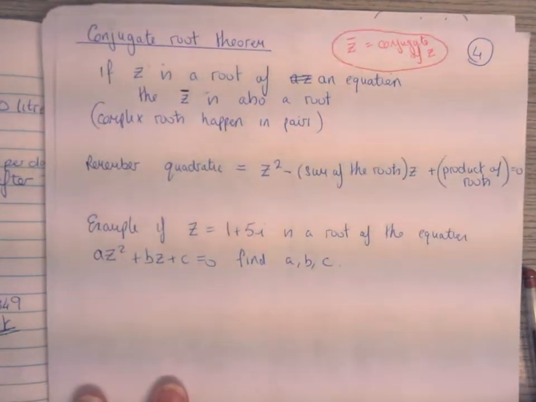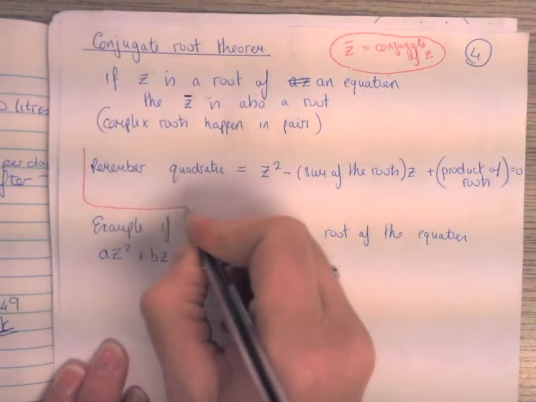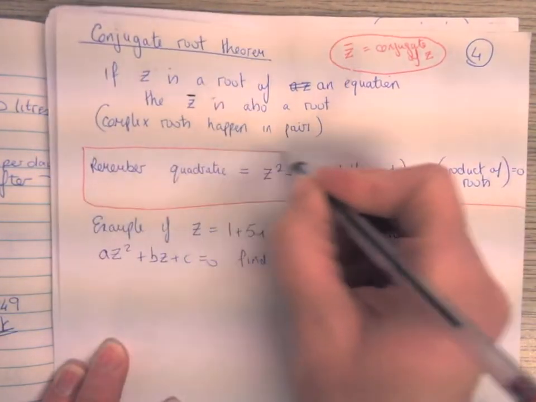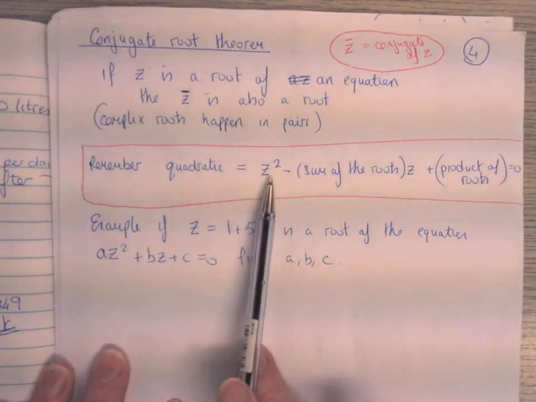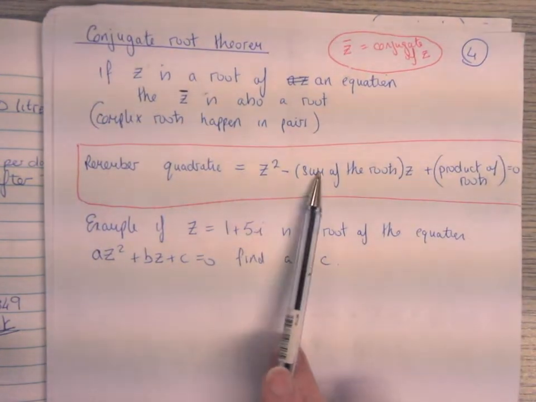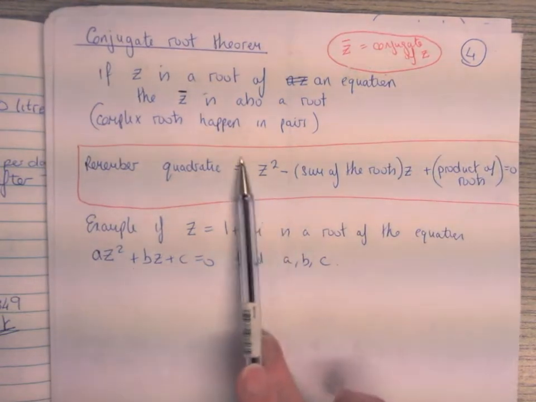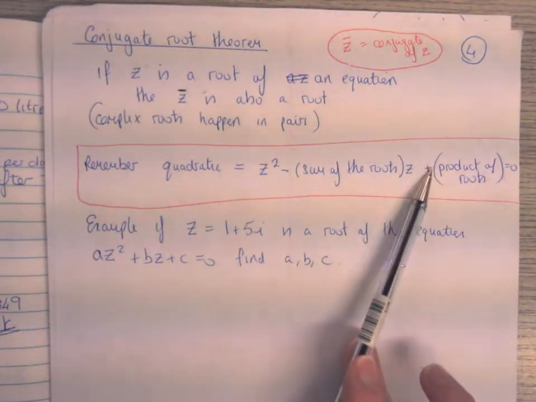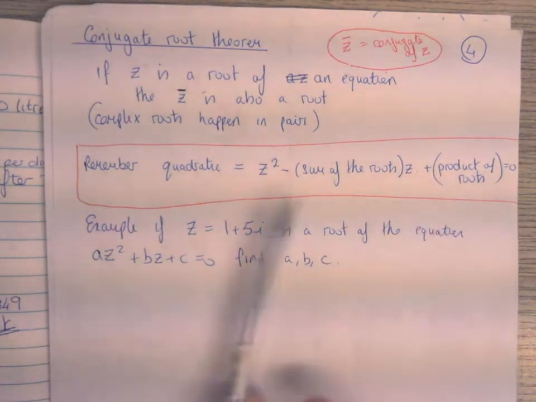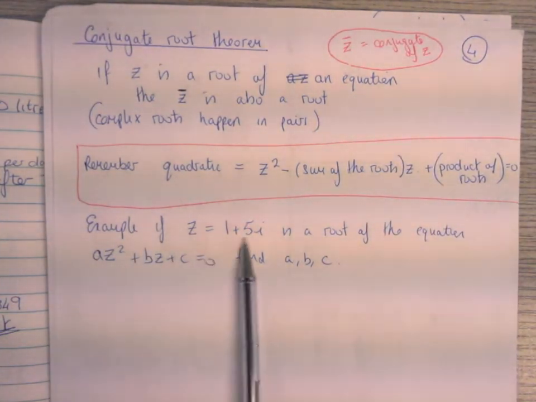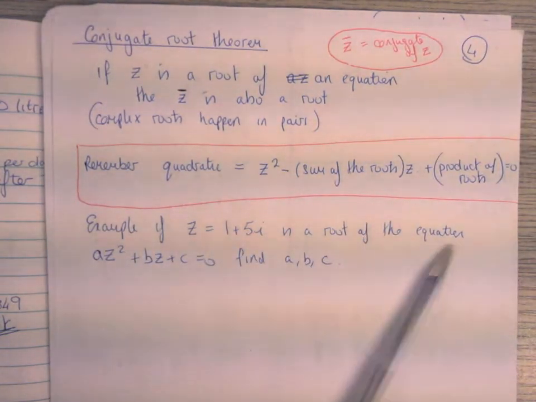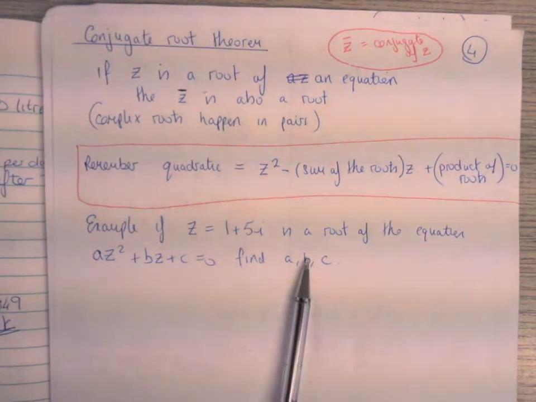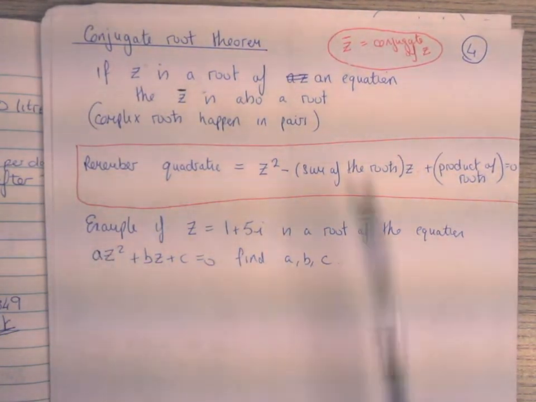And remember from quadratics, any quadratic can be formed by doing, it used to be x squared minus sum of the roots, x plus product of the roots, but in complex numbers we call it z. Okay, so z squared minus sum of the roots, z plus product of the roots. Okay, so if z equals 1 plus 5i is a root of the equation, find a, b and c. So find the equation is really what it's saying.